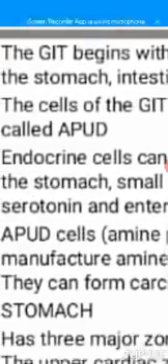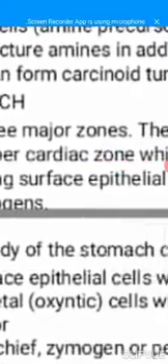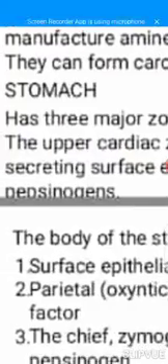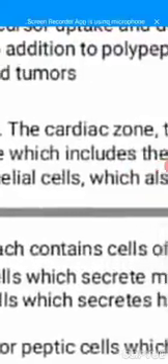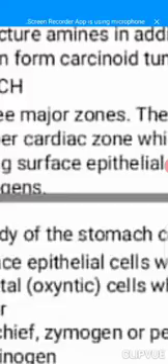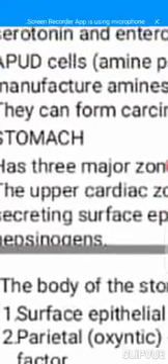Now, if you won't remember anything about the stomach, note that the stomach has three main parts. We have the cardiac zone, the body, and then the pyloric zone. So if you are not going to remember anything, you must remember that.